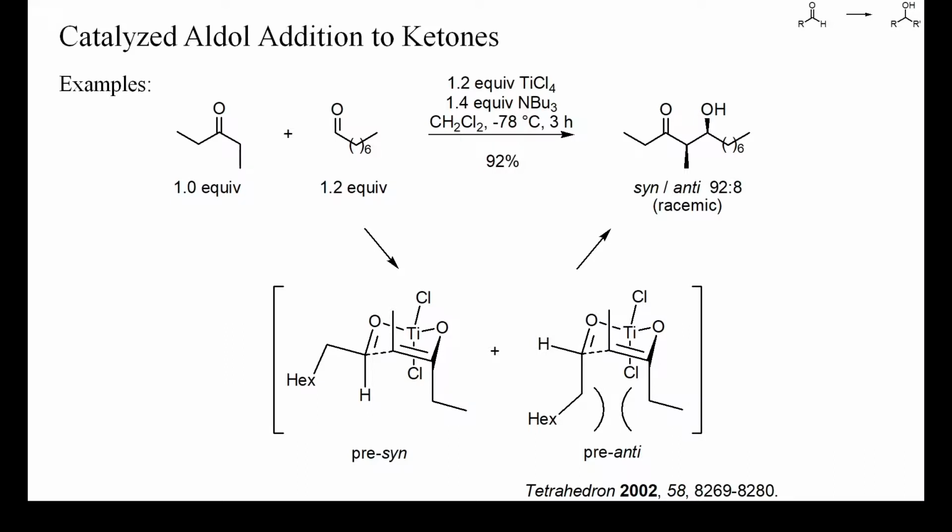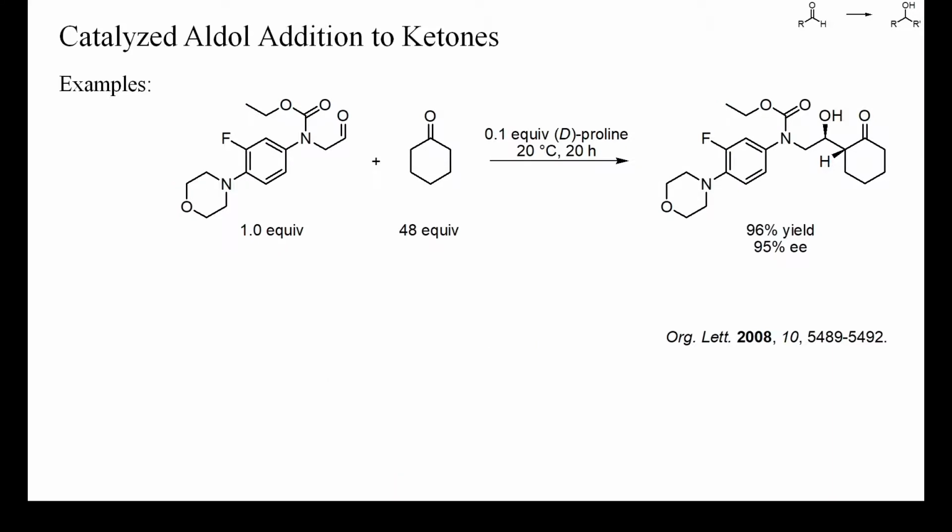Here, the pre-anti transition state entails steric repulsion between the aldehyde alkyl chain and the ketone, which led to a preferential formation of the syn isomer. Another strategy for diastereo and even enantioselective aldol additions is the use of amino acids as catalysts.